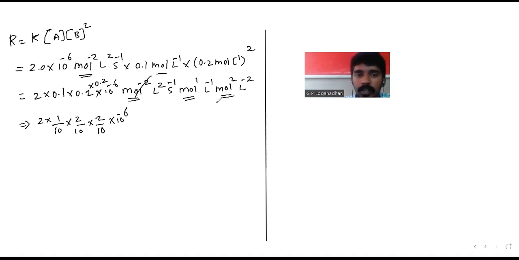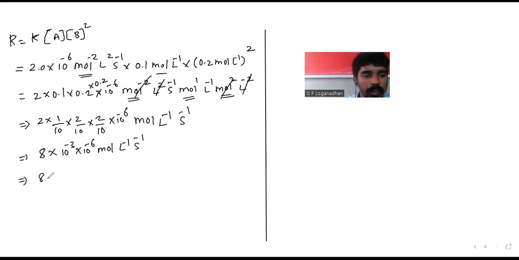So these two will be cancelled. Then we will have the unit only mole power 1. Liter square, liter minus 2 cancelled. So we will have only liter minus 1, second minus 1. 2 into 2 into 2, 8. 8 into 10 power minus 3, 10 power minus 6. Mole liter inverse second inverse. So 8 into 10 power minus 9 mole liter inverse second inverse.